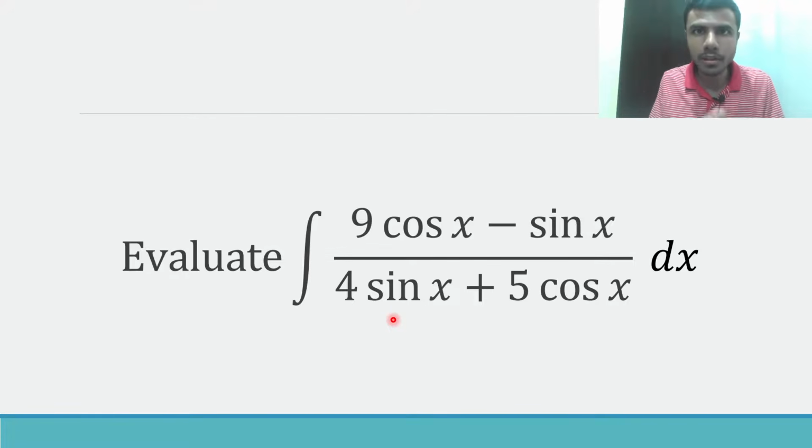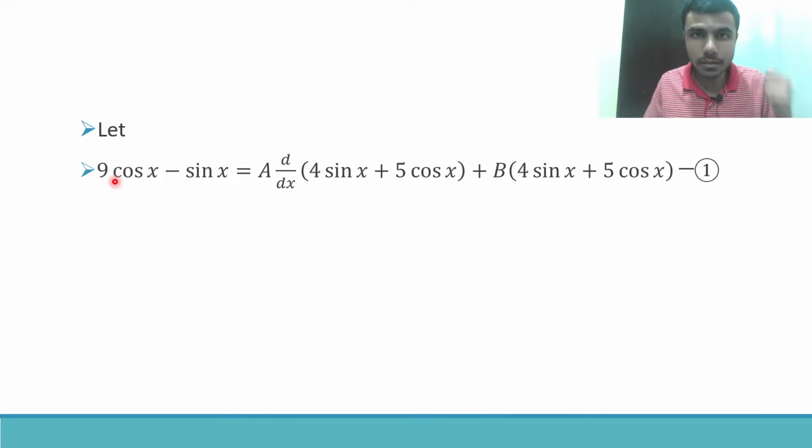In that method, we try to write the numerator as a into derivative of denominator plus b into denominator. That's the method. So let this numerator be equal to a into derivative of denominator plus b into denominator. Fine, and mark it as 1. All good? Chalo.